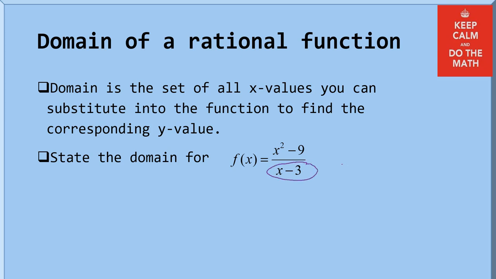So we're simply going to say, okay, x minus 3. What value of x is going to make that 0? So if I simply solve for x, I get 3. So that means that x can be any number except for number 3. Let's take a look at another example.